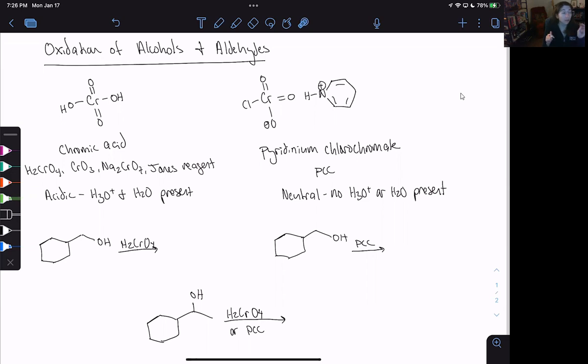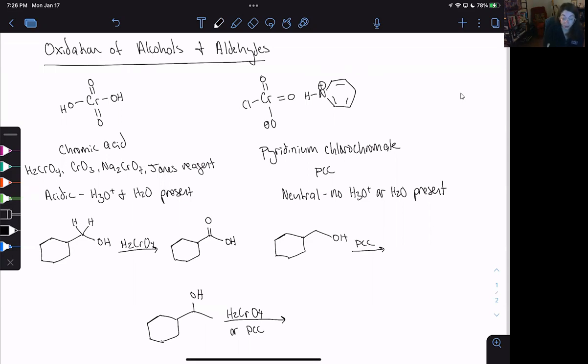So if you have a primary alcohol and you throw chromic acid at it, you are going to get out a carboxylic acid. So you're going to see an oxidation. So we're increasing those carbon-oxygen bonds all the way as far as we absolutely can. So you're going to get a carboxylic acid. Okay, so we're trading essentially 2 CH bonds for 2 CO bonds.